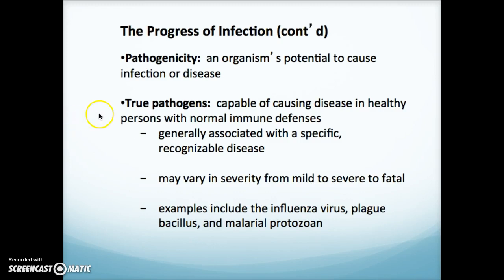We have certain microbes that are considered true pathogens, and these are capable of causing disease in healthy persons with normal immune defenses. So these are ones that are pathogenic even if the human host is healthy. Some examples of this would be the influenza virus, plague, and also malaria. So these are true pathogens.